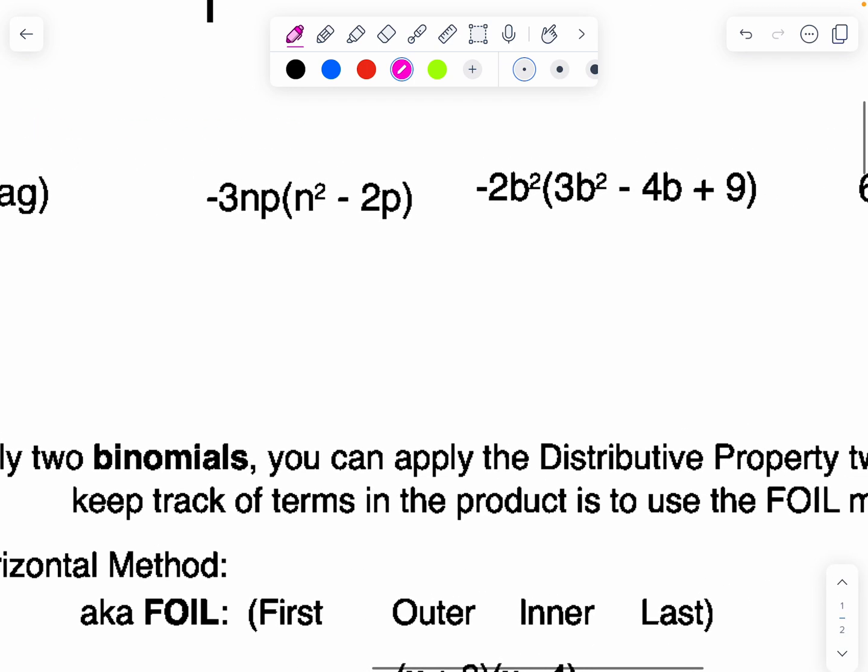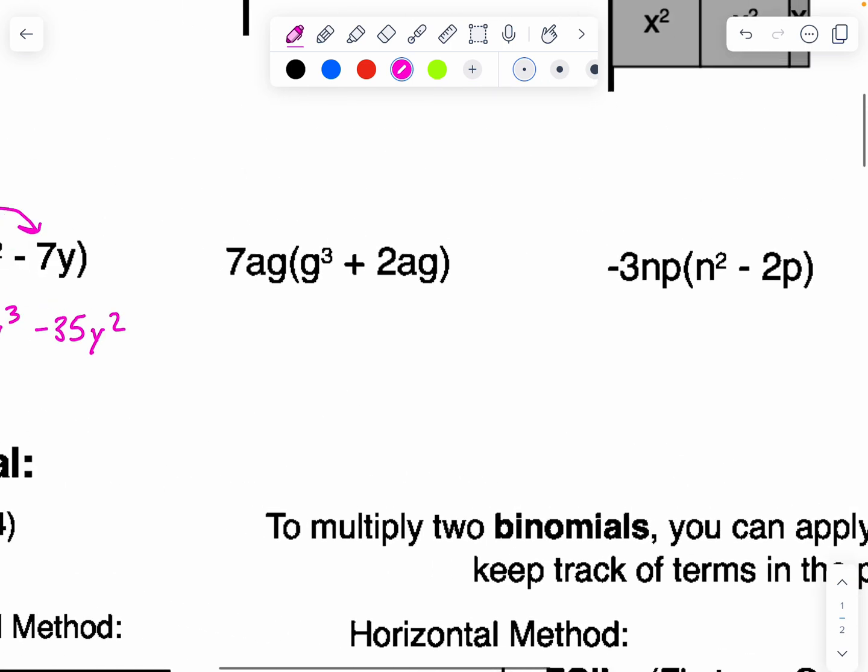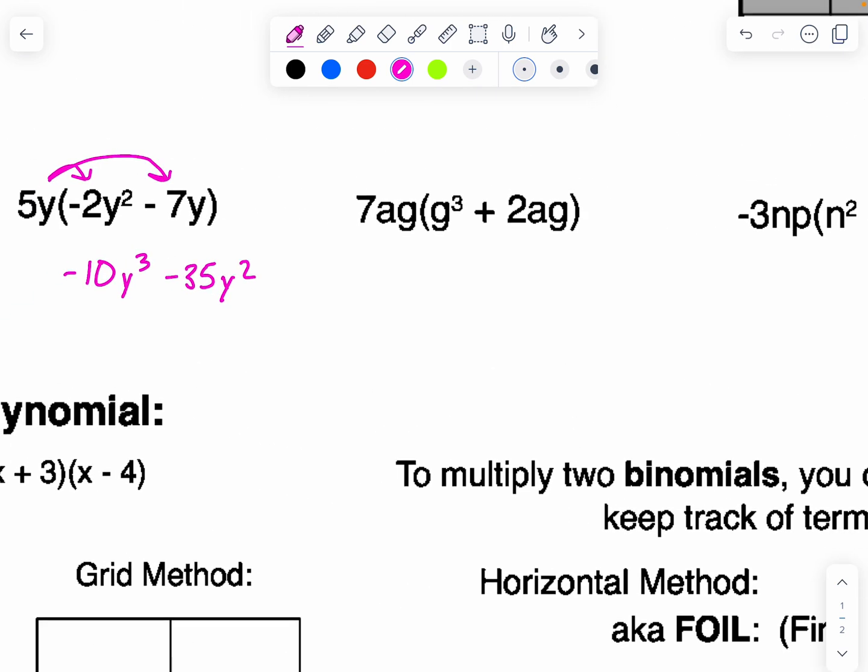And I'm going to do one of these where I have more variables. So 7, there's no number in front, so it's just 7. I have 1a. I have 1g and 3 g's makes 4 g's. Next one, 7 times 2 is 14. 1a makes an a squared. 1g makes g squared as well.